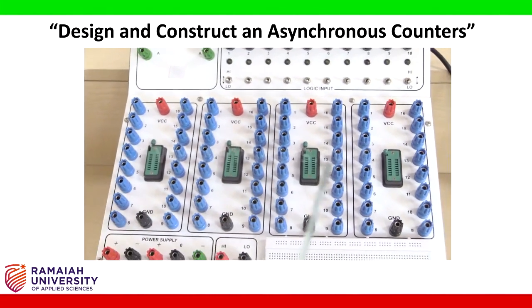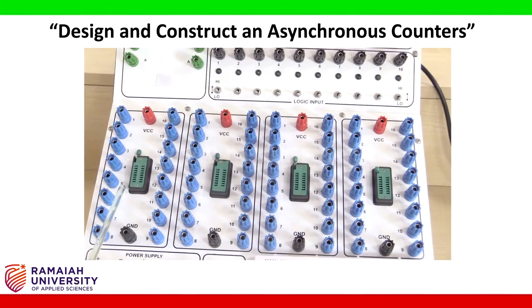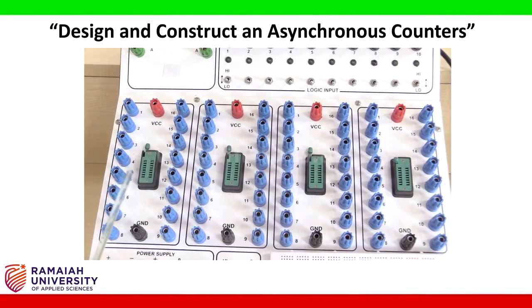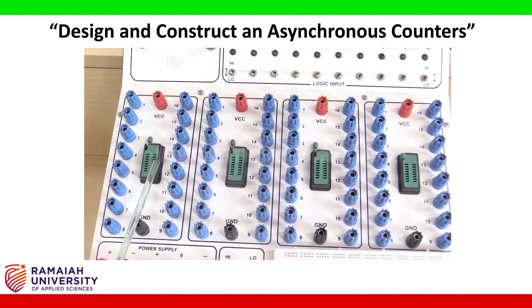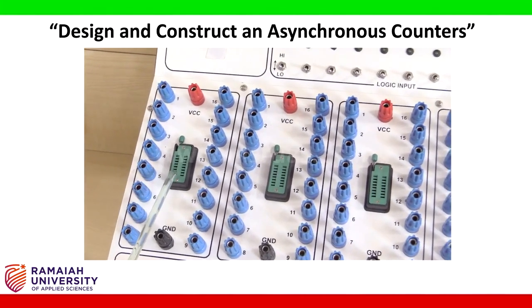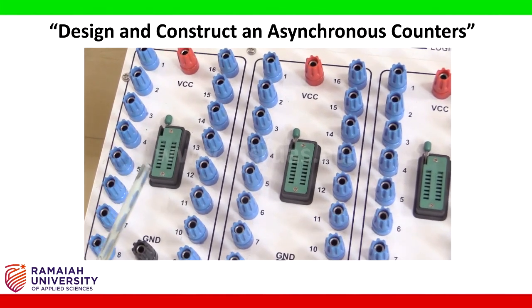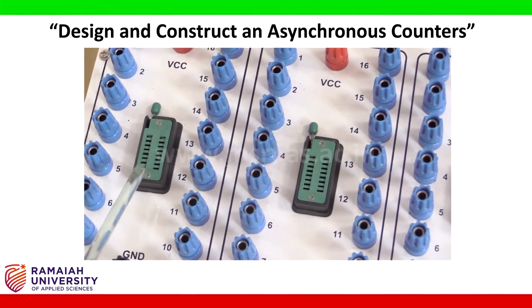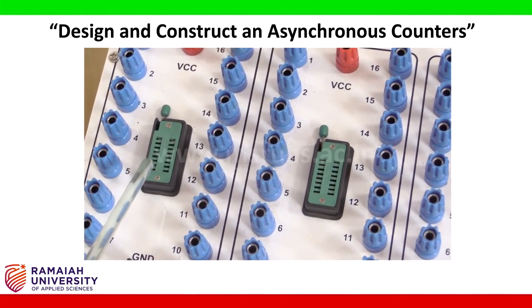and here you can see there are 4 IC bases where you can place different ICs. Now each IC base consists of the IC slot. There are 16 slots here to place an IC which consists of 16 pins. So now in this experiment we are using 7476 IC which consists of 16 pins.